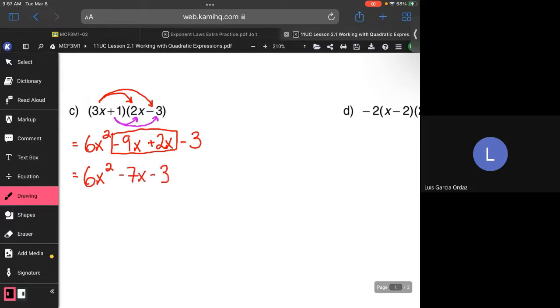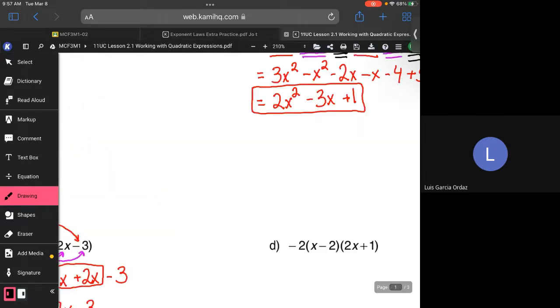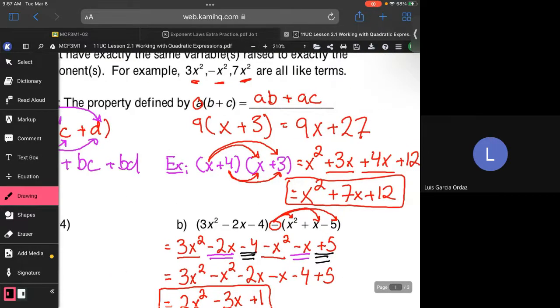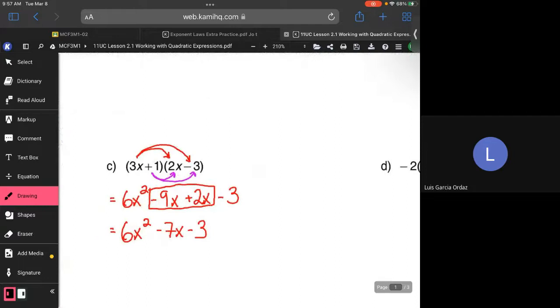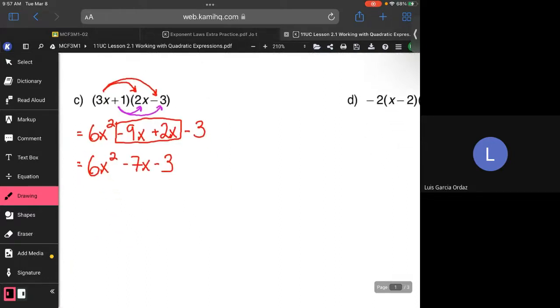And then minus 3. Whenever you're multiplying two binomials together, your like term is always going to be the two terms in the middle. So as you saw in the first example up here, it was 3x and 4x. If you look at this example here, it's negative 9x and 2x. So when you're multiplying two binomials together, your like terms are always going to be in the middle. So my simplified expression is x squared minus 7x minus 3.